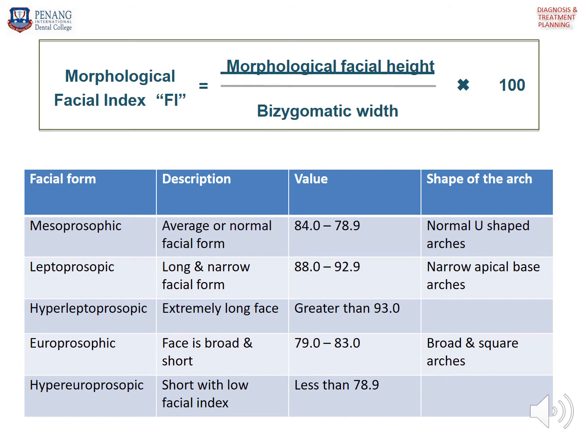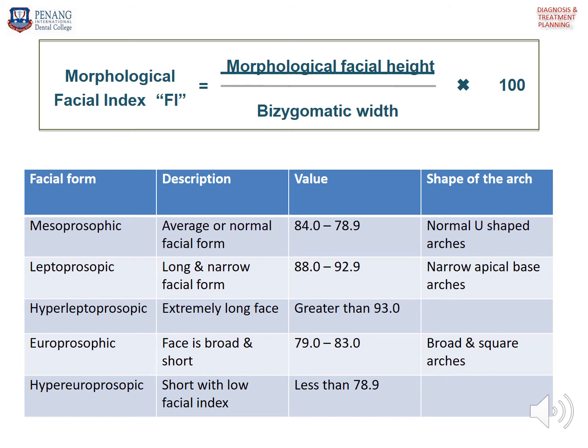If we get a value between 84 to 78.9, it is a mesoprosopic facial form, which is an average or normal facial form. This facial form will affect the arch form, and the arch form will be a U-shaped normal arch. And then for the leptoprosopic, the patient will have a long and narrow facial form and also narrow arches, and the value of the facial index will be between 88 to 92.9.